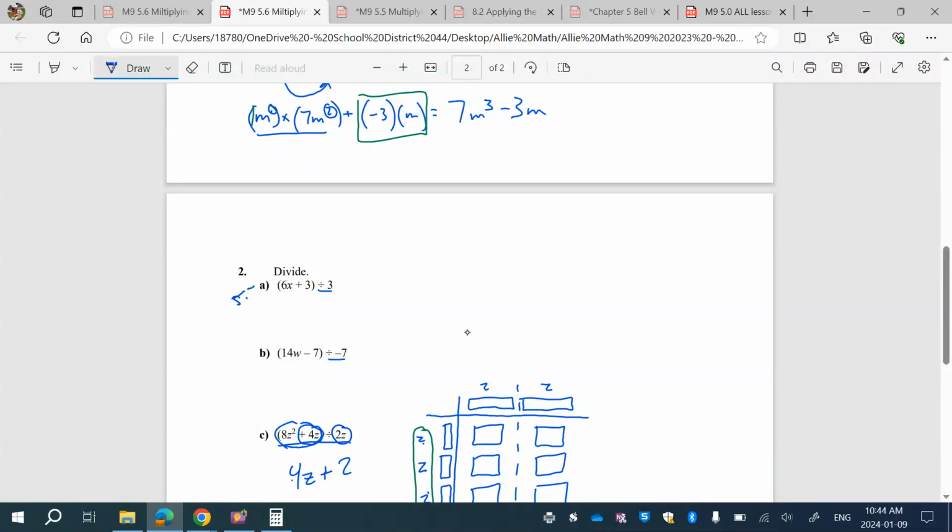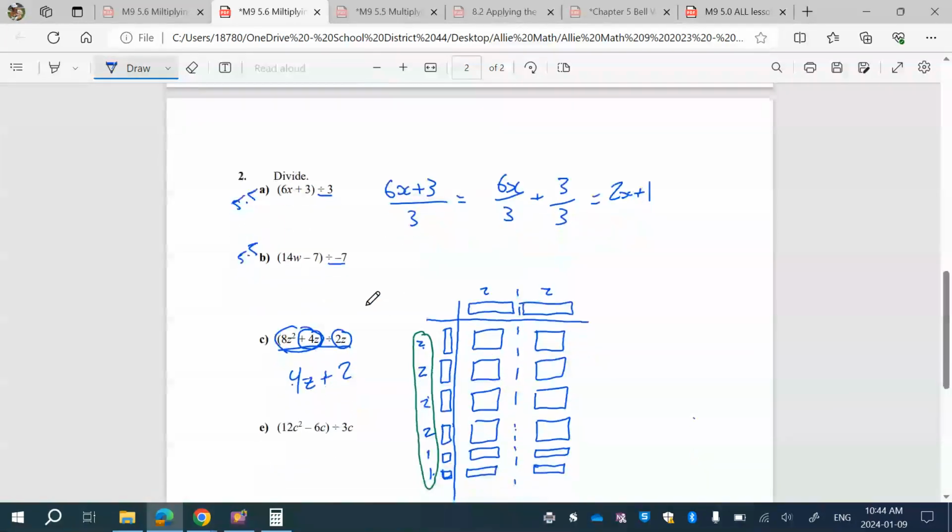This is a kind of 5.5. They're being divided by a constant, but let's do it anyway. So we're going to split this up into 2 fractions. It'd be 6x plus 3 divided by 3. So that's going to be 6x divided by 3 plus 3 divided by 3. Then we can just reduce this. 6 divided by 3 is 2x, and 3 divided by 3 is 1.